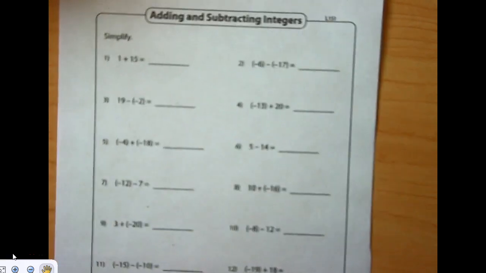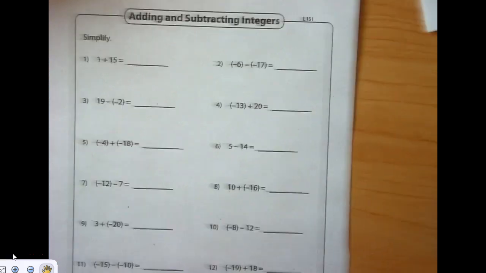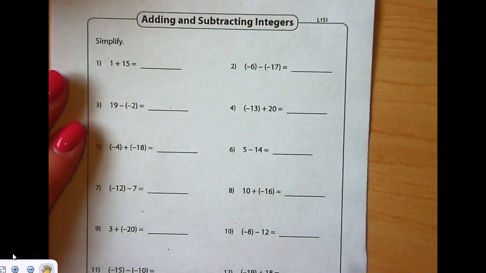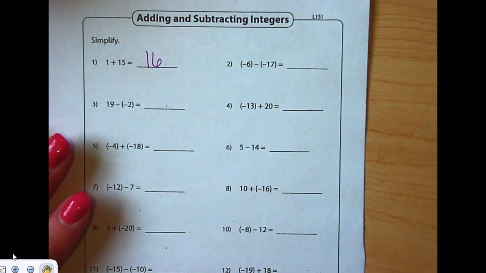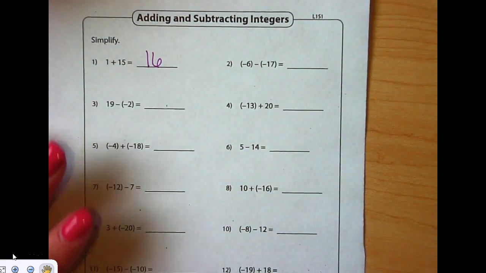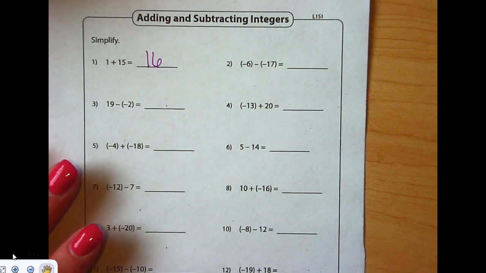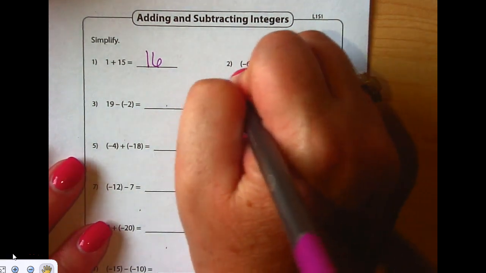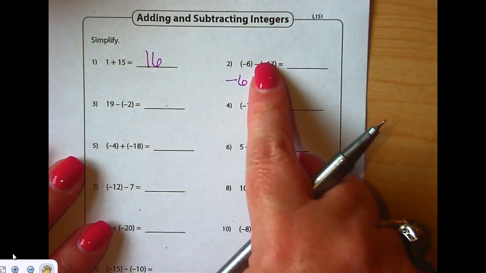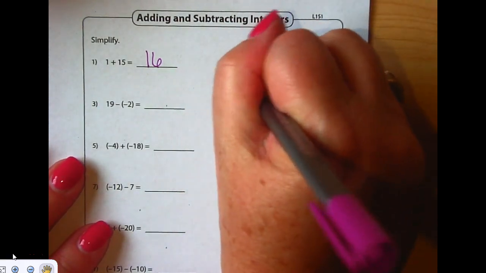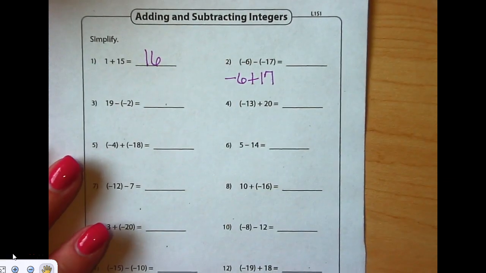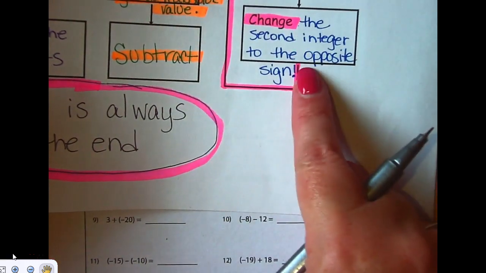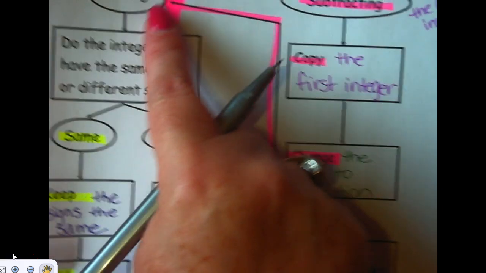All right, number 1, 1 plus 15. Well, you've been able to do that one for years and years. What's that answer? 16. Number 2, -6 minus -17. Remember, you have to show your work changing it to addition. -6, change the subtract to add, and change the negative to a positive. Change that subtraction to an addition problem over here. Copy, change, change, then go up and follow the rules for adding.